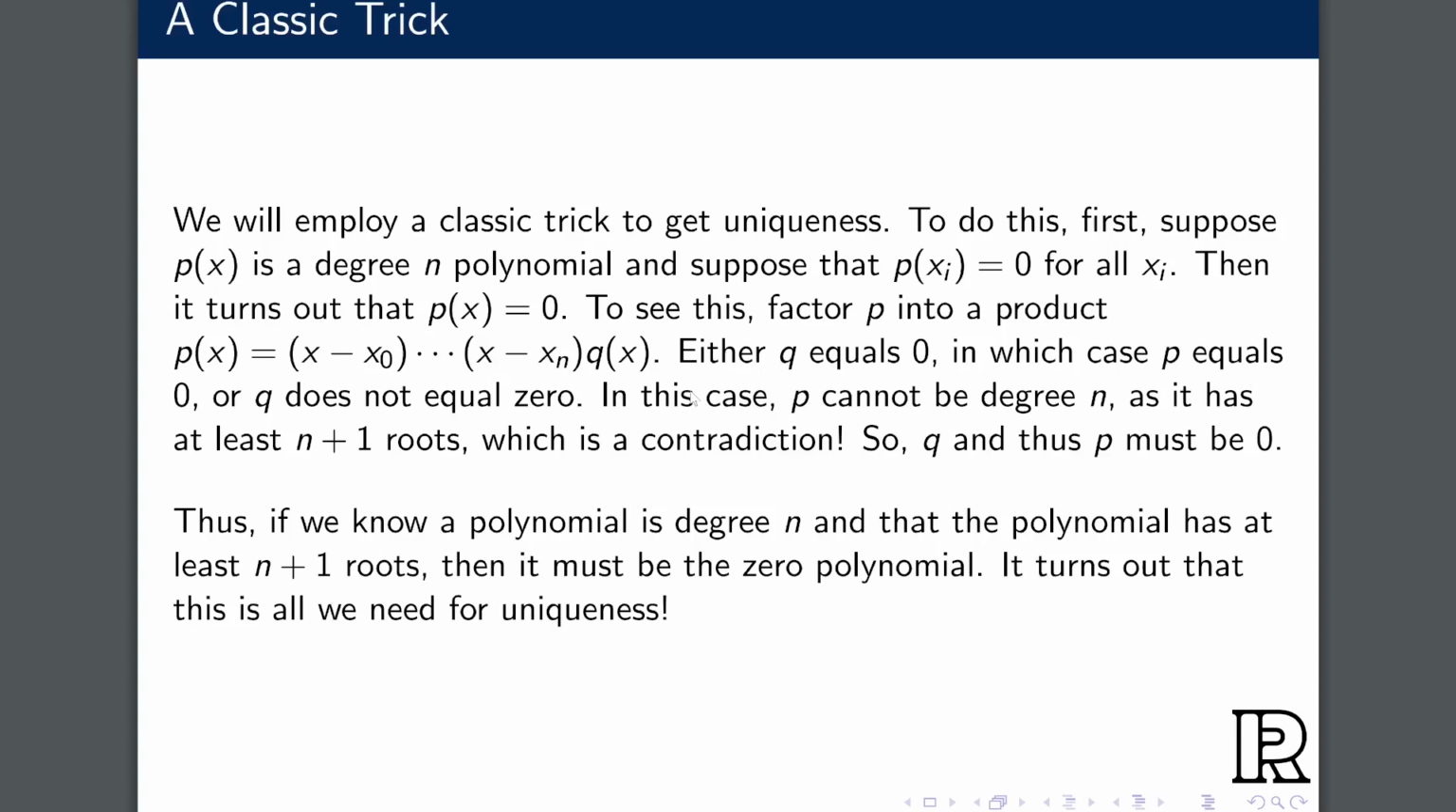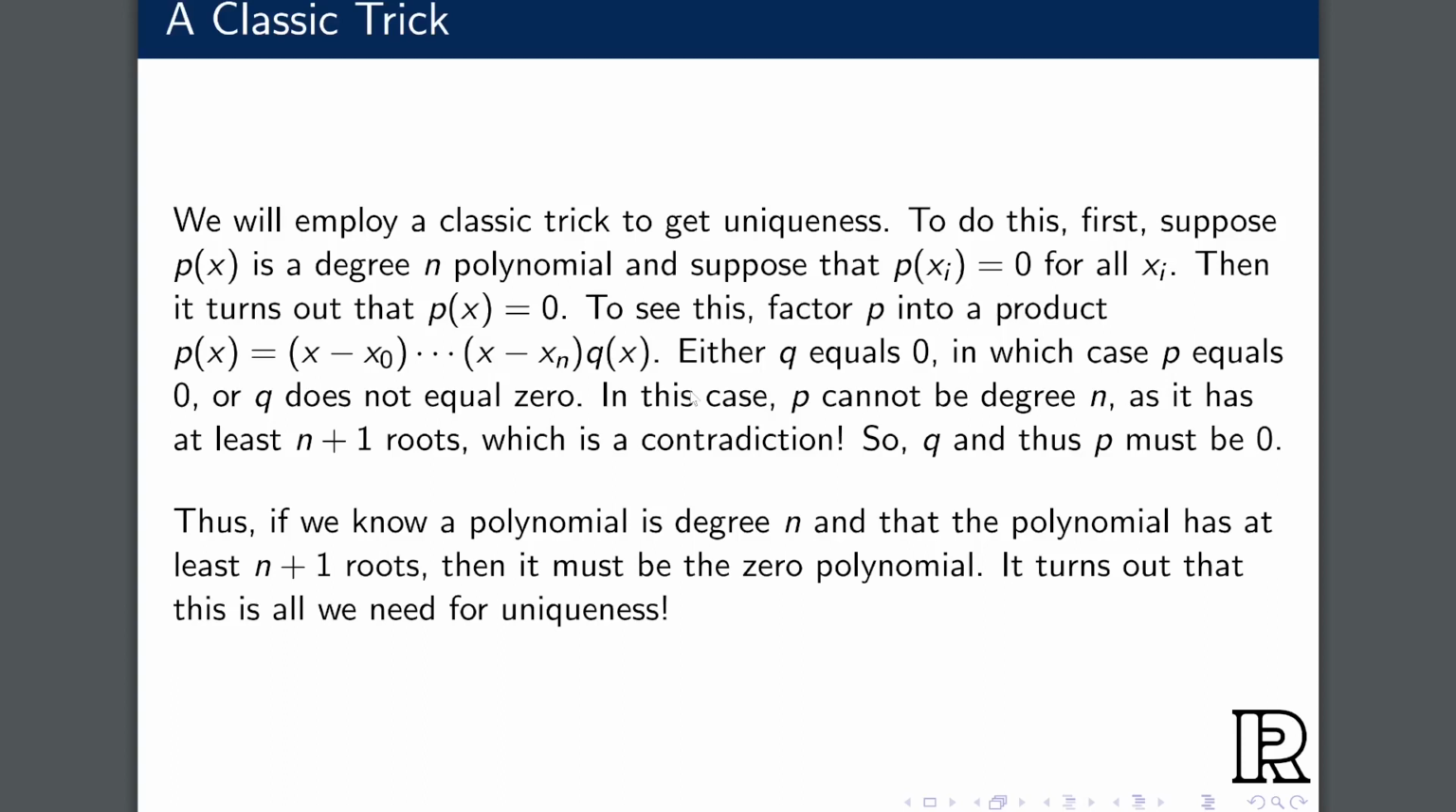Now there are two options. Either q is 0, and if q is 0, p must be 0, or q is not 0. If q isn't 0, then the degree of p must be at least n plus 1, because when you have n plus 1 factors and multiply them, you will get a degree n plus 1 polynomial. But it's not a degree n plus 1 polynomial, it's a degree n polynomial. And so q must be 0.